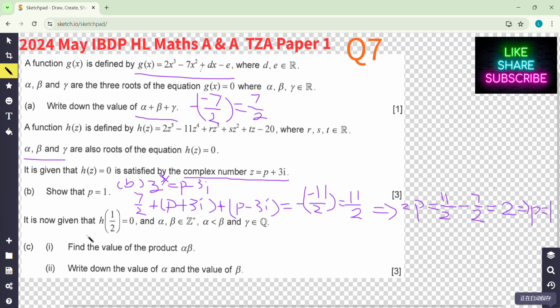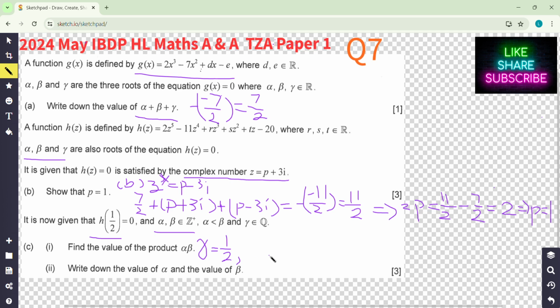Next one, and then they said that h(1/2) is 0. So one of the roots is a half. But obviously not z and not z star, right? And alpha, beta are integers, so not alpha, beta too. So who are they? Oh, gamma. So it must be gamma. So the first step is gamma equals a half.